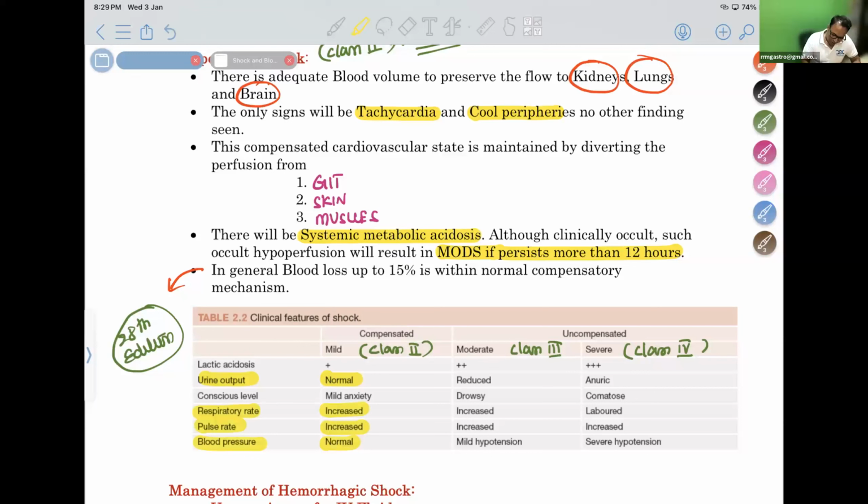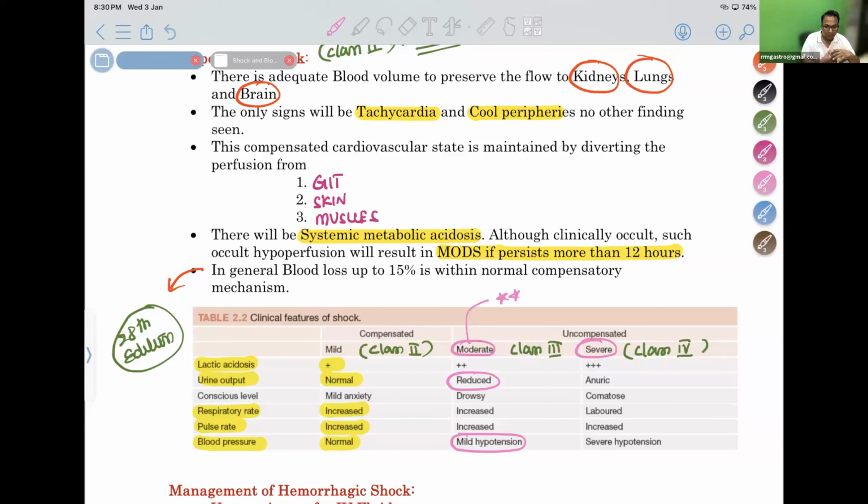So class 3 shock is nothing but moderate or uncompensated shock. Moderate or uncompensated shock is class 3. Here, what is happening? Hypotension happens, urine output decreases. This was a neat PG MCQ last year. In which of the following types of shock does urine output start getting reduced?